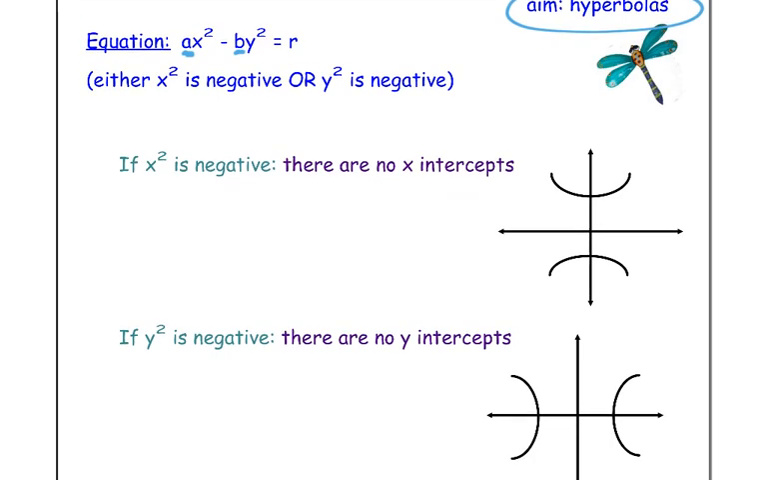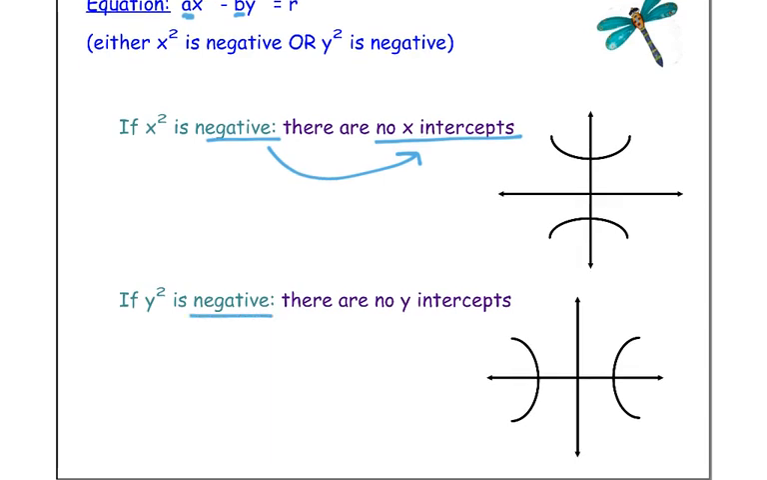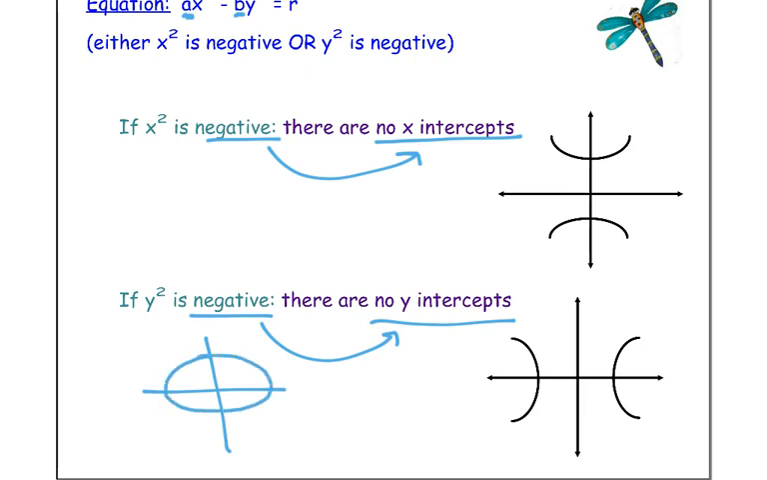If your x squared is the negative, then you will have no x-intercepts, and so your hyperbola will look like the picture that we have here. If your y squared is the negative piece, then you have no y-intercepts, and your hyperbola will look like a picture here. So when you guys have an ellipse, the plus makes these loops want to come together. When you have a hyperbola, the minus makes those little half loops push apart from each other.